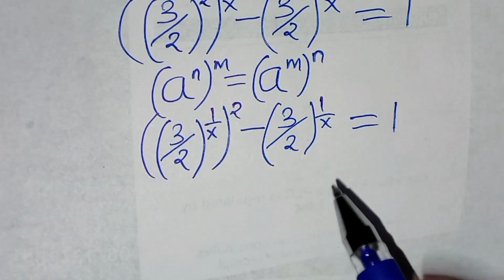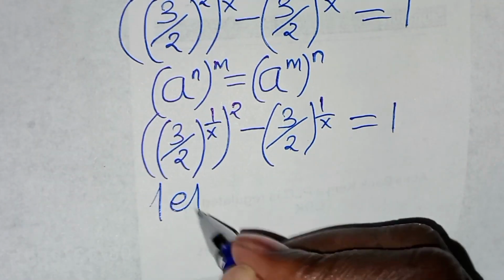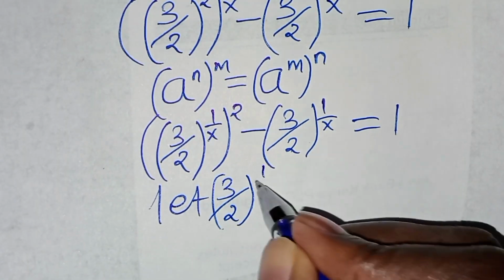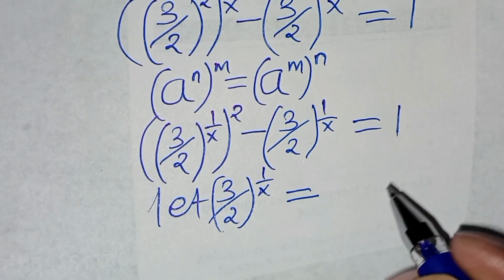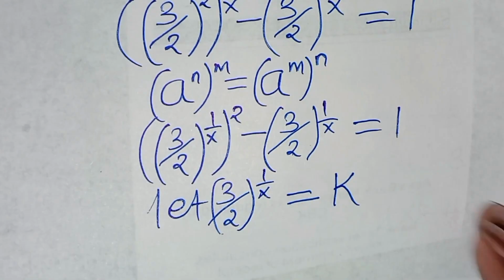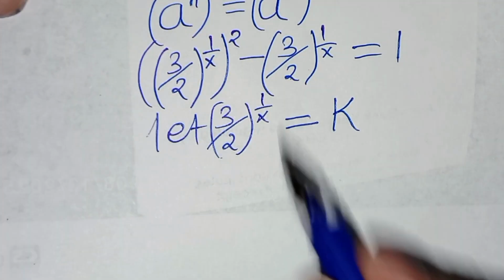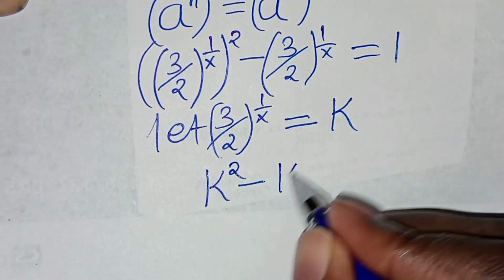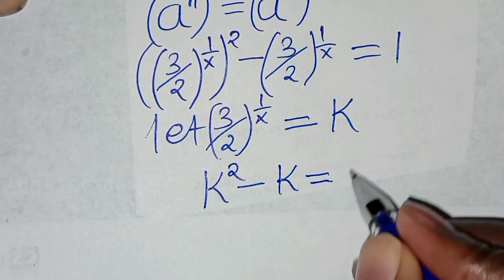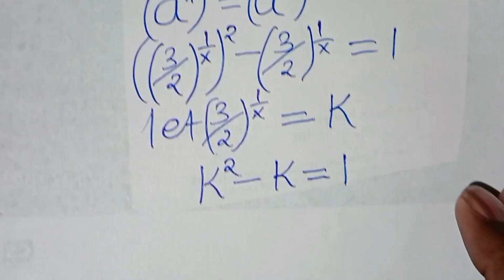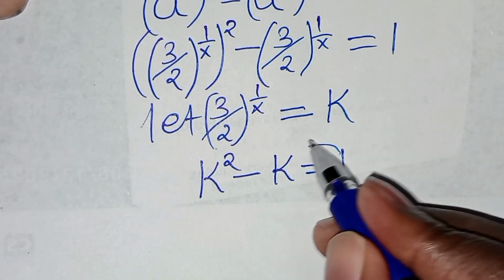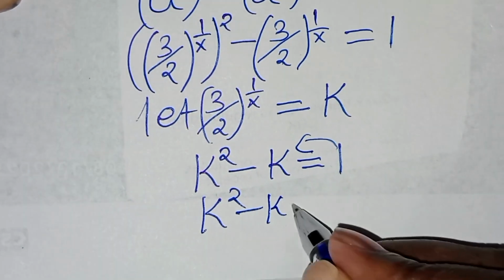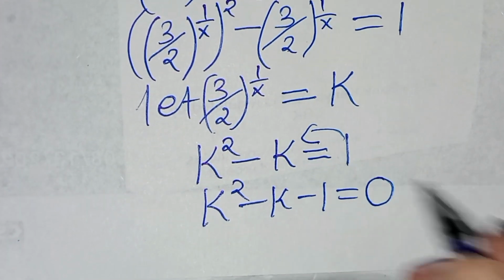The next step is that we can just say let 3 over 2 raised to power 1 over x be equal to k. So that now we have k squared minus k equal to 1. So let's take 1 on the left hand side. Here we have k squared minus k minus 1 equal to 0.